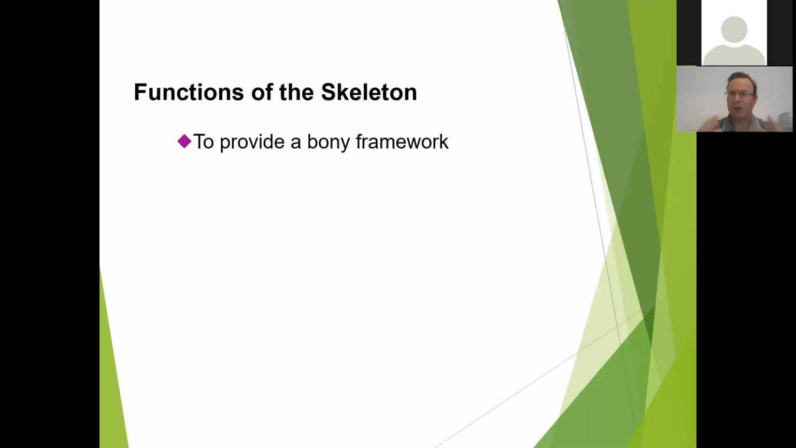So the skeleton provides this framework in which all our organs sit and on top of which all our muscles sit. It protects vital organs. Again, we saw previously the location of the heart and the lungs, and we can see how the rib cage protects that. Maybe you can talk about other vital organs. You think about the brain and how the skeleton protects our brain. We can consider our spinal cord, the way that the spinal cord runs through the middle of the vertebral column.